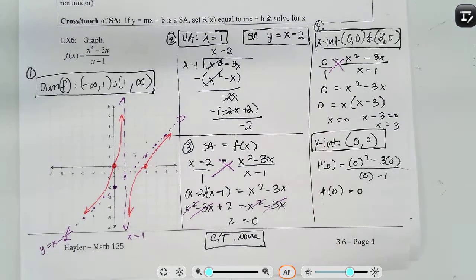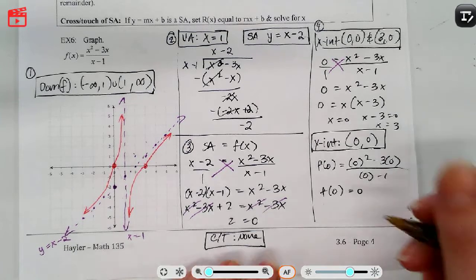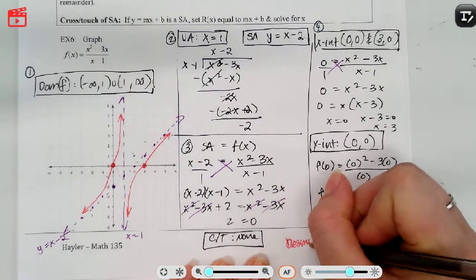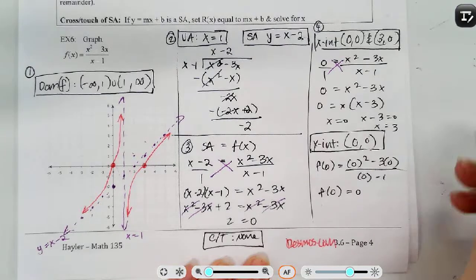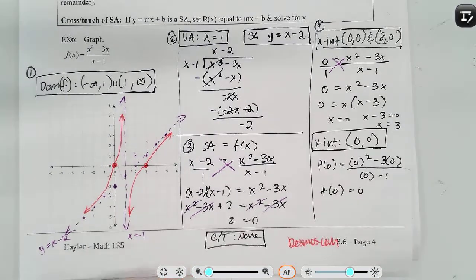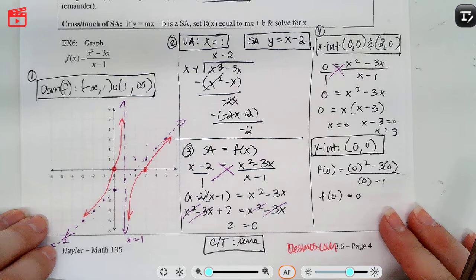Okay. And for these graphs, you can go ahead and check them on desmos.com to see if you are graphing them correctly. It's a good way to check your work, but make sure you show all of this before, and then just check your work after to make sure you're getting your answer correct.